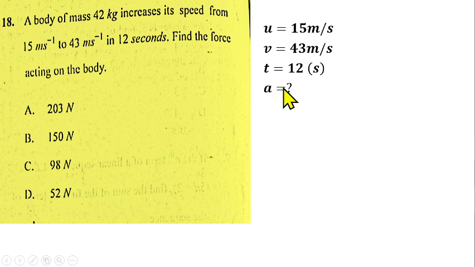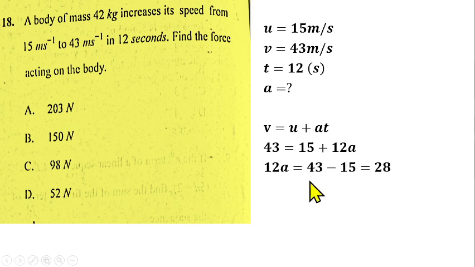You can find the acceleration using one of the equations of motion related to this. So you have v is equal to u plus at. If t is 12, you have 43 equals 15 plus 12a. From there we can collect like terms. If you collect like terms, you have 12a is equal to 43 minus 15, that gives us 28. So you can divide both sides by 12.